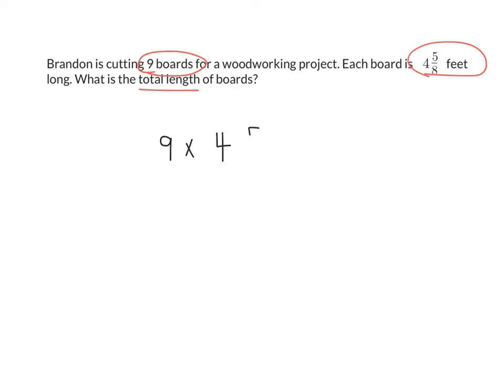9 times 4 5/8. Once you understand what the question's asking and you know the equation, then you can easily use the distributive property to do 9 times 4 and then 9 times 5/8 and add it together. Go ahead and do that.